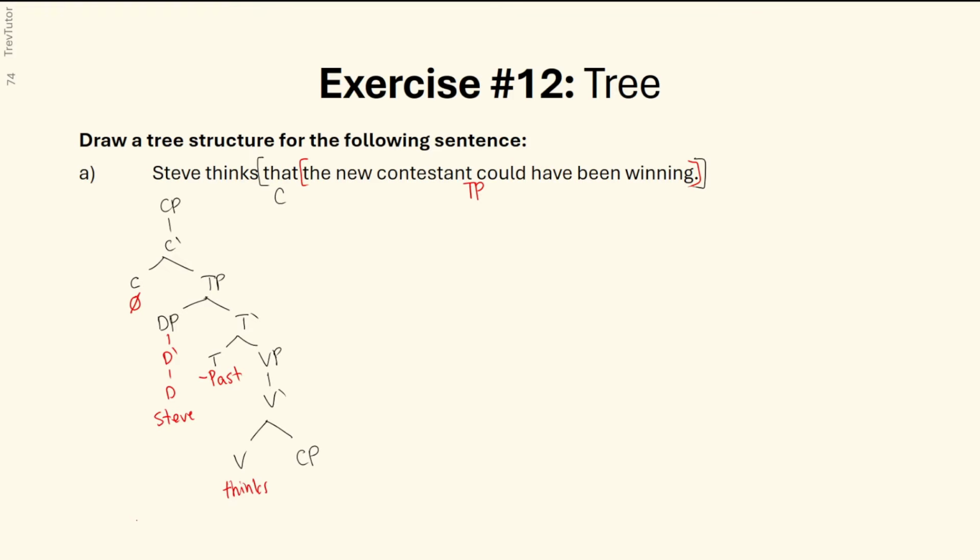Now, to get that the new contestant could have been winning, we're going to draw that CP, and we're basically going to put a little arrow to fit it in just for the sake of space. So this will be a CP that goes into a C bar with C, but now C has a word in it, which is going to be that. It is a complementizer, so that is being fit into that structure. Then we're just going to repeat our TP node. So this is going to branch off into a determiner phrase subject with T bar for tense.